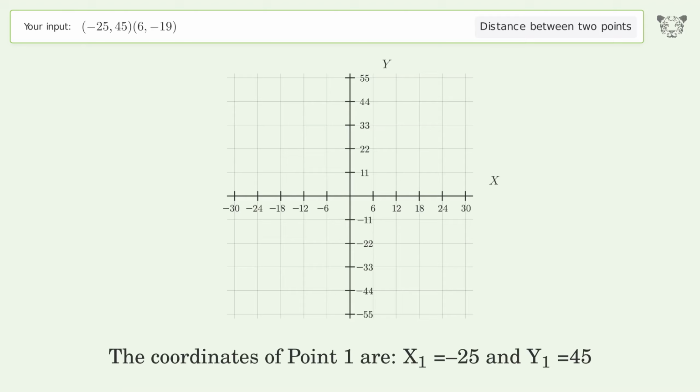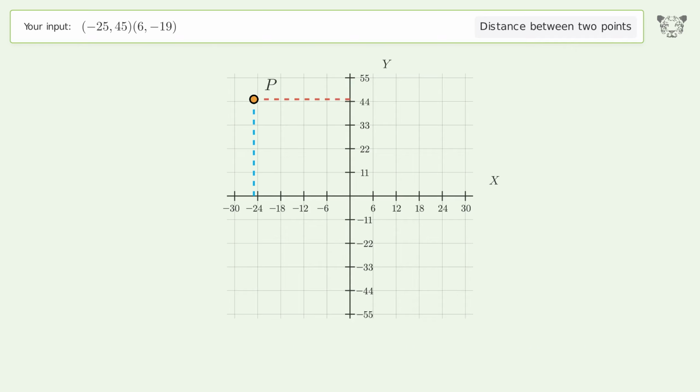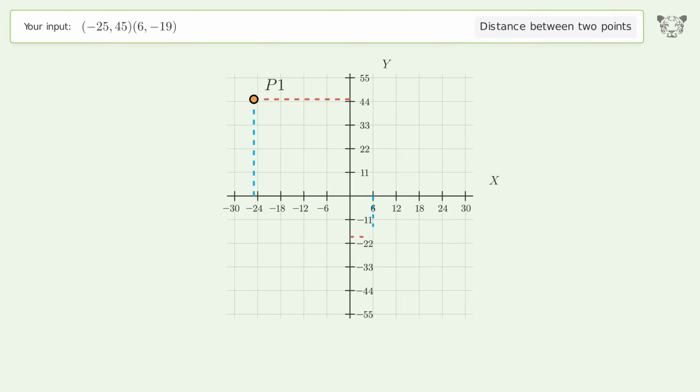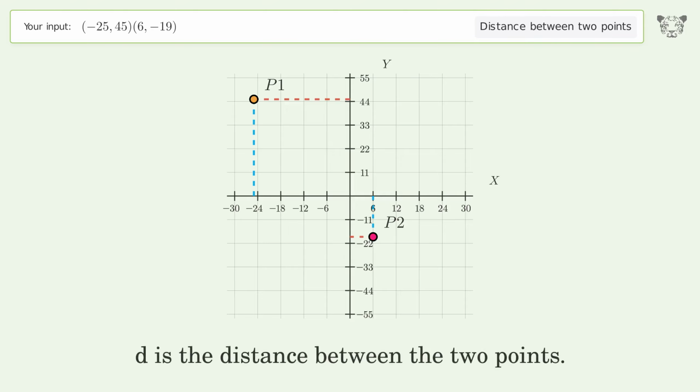The coordinates of point 1 are x1 equals -25 and y1 equals 45. The coordinates of point 2 are x2 equals 6 and y2 equals -19. D is the distance between the 2 points.